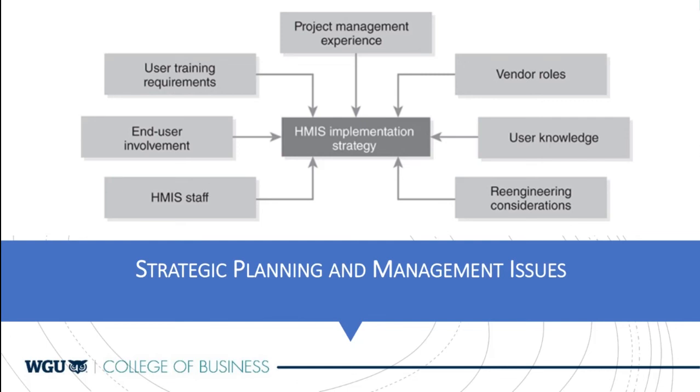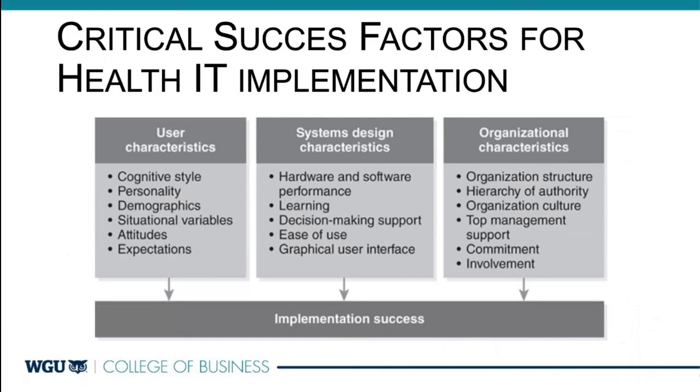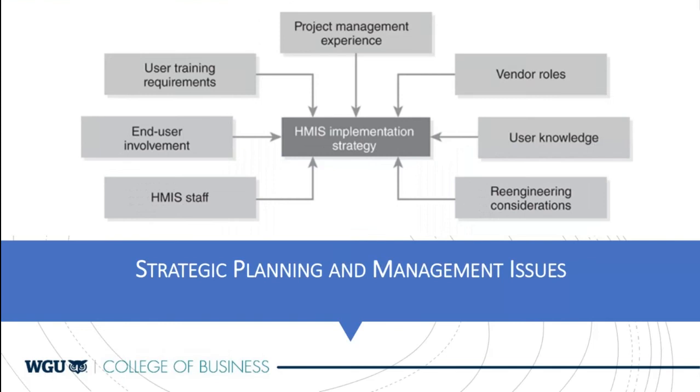When we think of that HMIS implementation strategy, there are multiple components that the organization will want to make sure they consider. Here, we're just highlighting a few. We kind of hinted at them in the critical success factors for health IT implementation, but these are just a little more specific. What does the user know, right? These are all going to impact this piece. How effective is this healthcare management information system strategy?